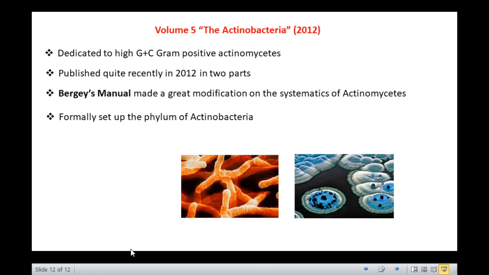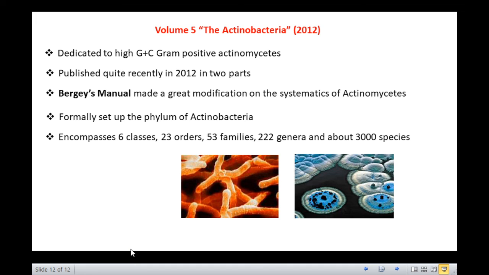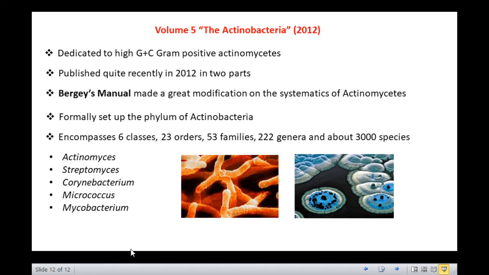This phylum encompasses 6 classes, 23 orders, 53 families, 222 genera and about 3000 species. Main genera included in this phylum are Actinomyces, Streptomyces, Corynebacterium, Micrococcus, Mycobacterium, and Propionibacterium.